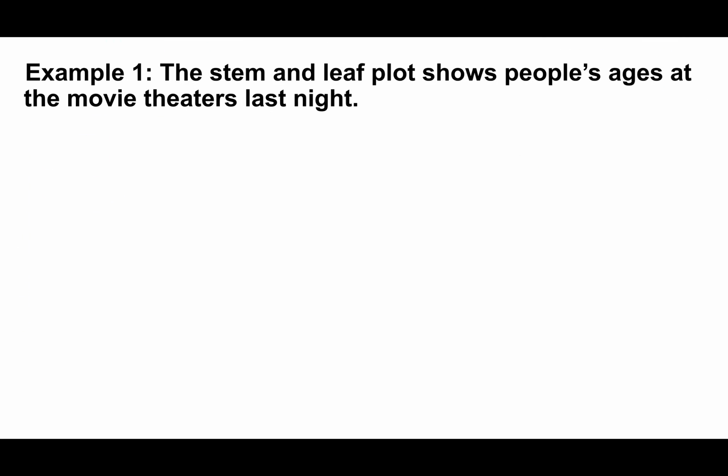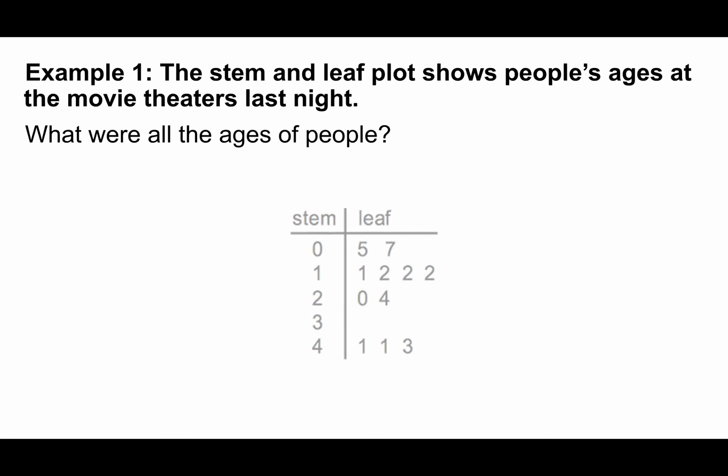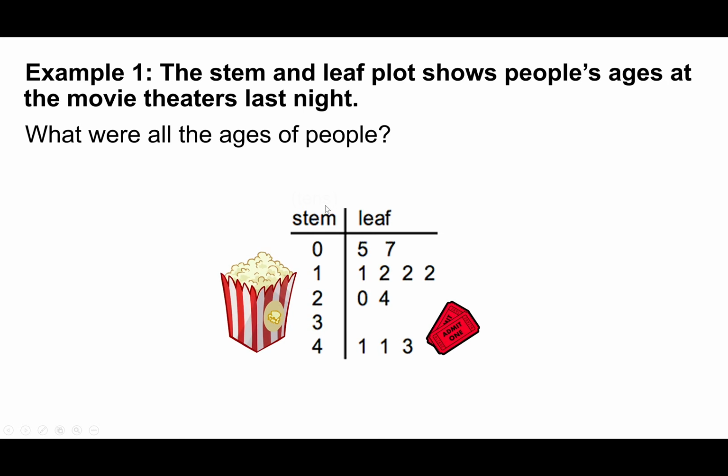Now, let's take a look at example number 1. It says the stem and leaf plot shows people's ages in the movie theaters last night. What were all the ages of the people there? Okay, so this is my stem and leaf plot. To start you off, the stem right here shows all of the tens place of a number, and the leaf right here represents all the ones place of a number.